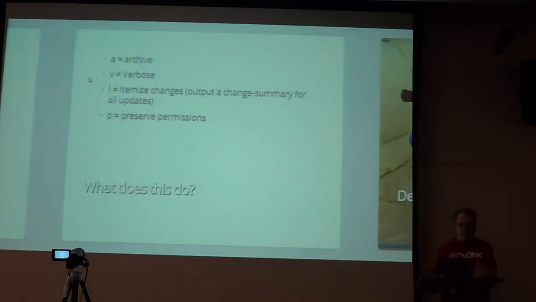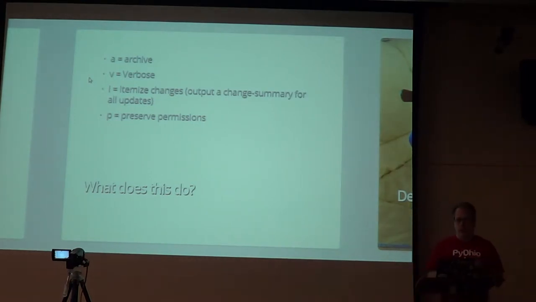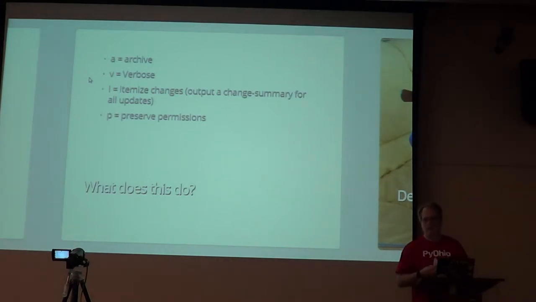What do those command switches mean? You have A for archive, V is verbosity, so it prints out what it's doing. I shows an itemized list of changes. That will show what's going on during the update. And P is for preserving permissions, if you necessarily want to do that or not. Most of the time I don't. A actually preserves the permissions as well? Yes. Okay. You don't need the P there. Right. But it works better like this because you feel like you're a VIP.